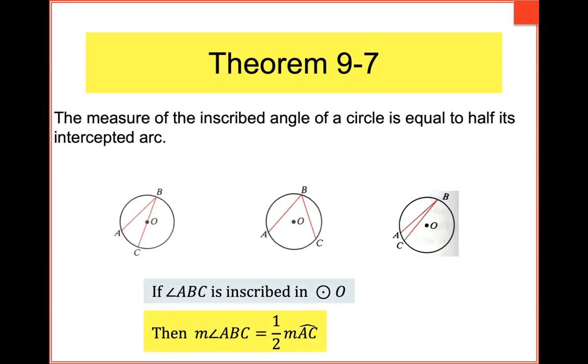Now, you have to have an inscribed angle, and that means an angle whose vertex is on the circle. But if that's the case, then that angle, the inscribed angle, angle B there, in each one of those examples, is equal to half of the arc that it makes. What arc does it make? It makes arc AC. It could be a major, it could be a minor, it doesn't matter, but the angle is half of the arc.